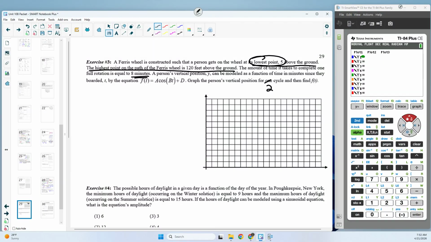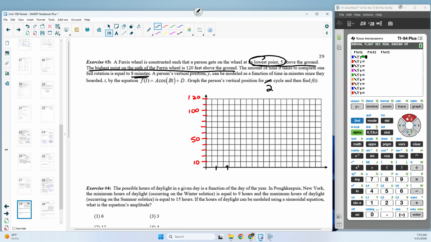So we need to be down at 5 and go up to 120. It looks like going by tens will work. There, so we can fit the graph. So I'm getting on at the bottom. My period is 8, right? We're going to be a full rotation in 8.